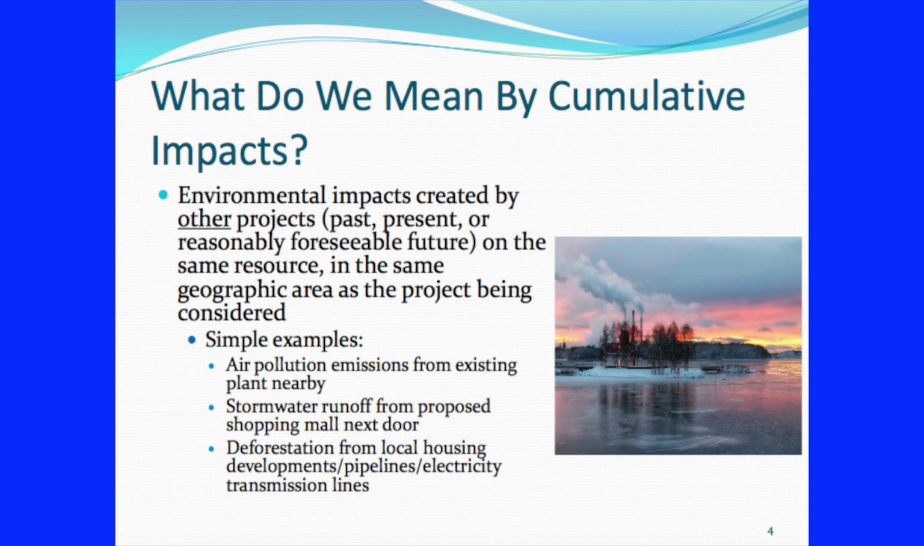And I'm taking this language, past, present, or reasonably foreseeable future, from what we'll talk about later, NEPA, the National Environmental Policy Act. That comes from their definition of cumulative impact. So it's everything that has happened, is happening, and will happen in a given area that will have an environmental impact on the same resource in the same geographic area as the project being considered. So you just have some simple examples listed here.